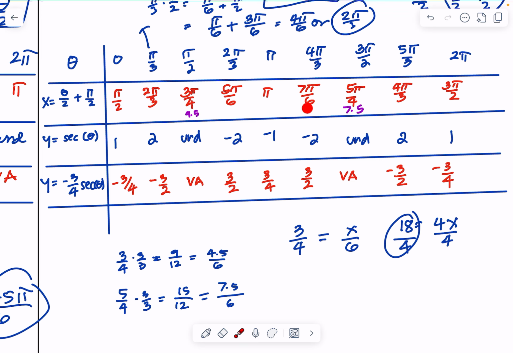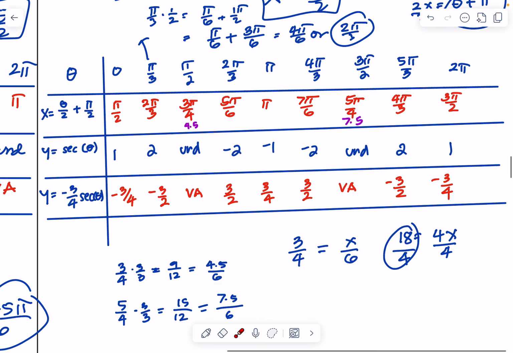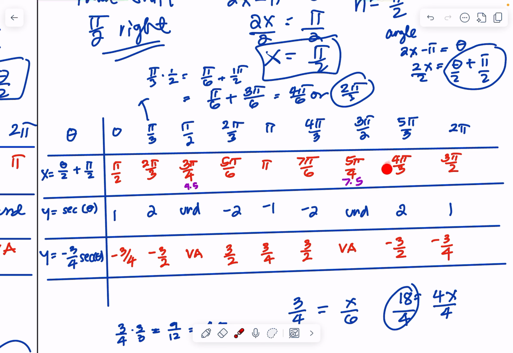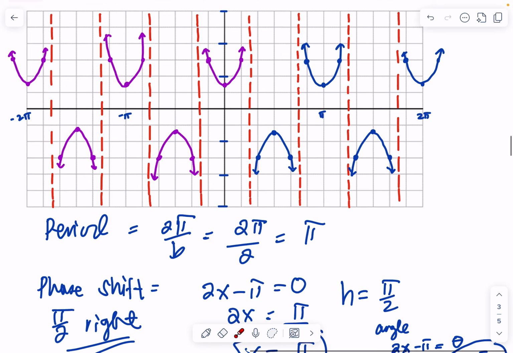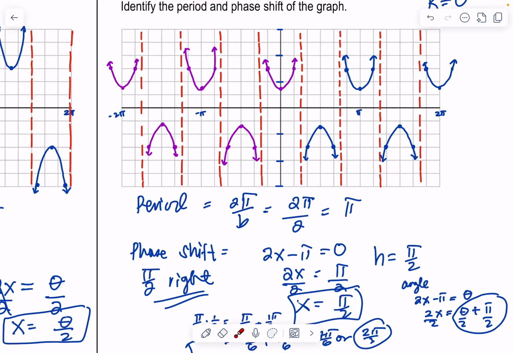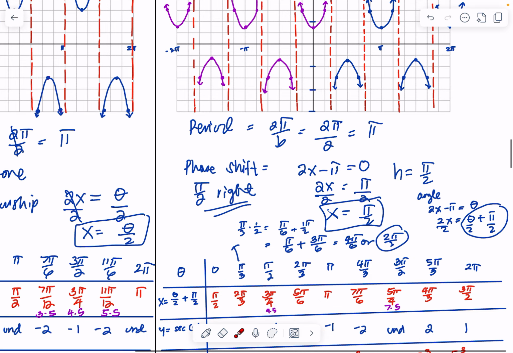I don't have to convert these because these ones are already in my table. Oh, sorry, in the x-axis. And then this one also, and this one, and all of the ones that don't have a purple. So let's do this. Remember, our graph has a phase shift of pi over 2 to the right. So at pi over 2, our graph starts right over here. So let's take a look at pi over 2.